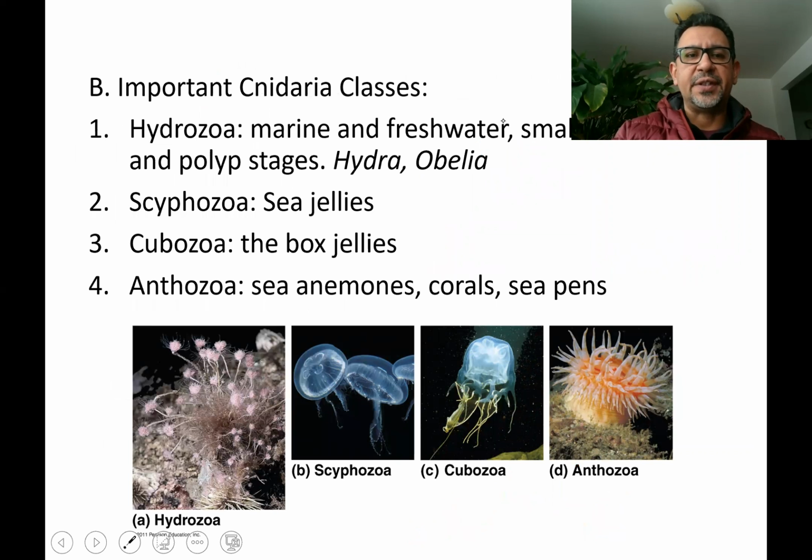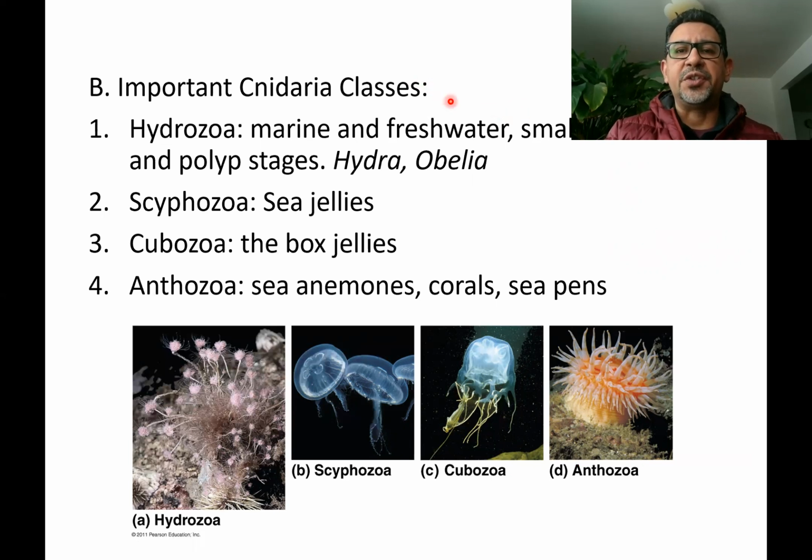Examples of classes that one can list for the Phylum Cnidaria, we're going to have the hydrozoans, and we saw a couple of examples of hydrozoans in lab. One of those is Hydra, and another one is going to be the Obelia colonies. I'll tell you more about those in just a second.